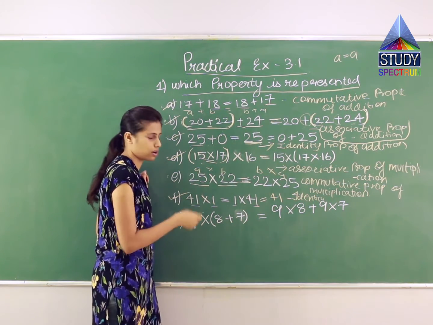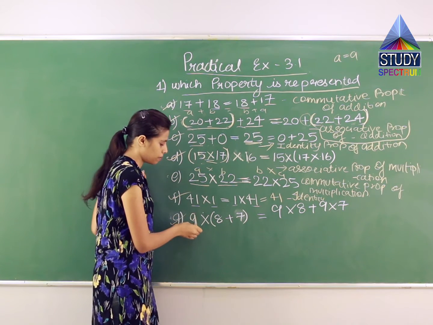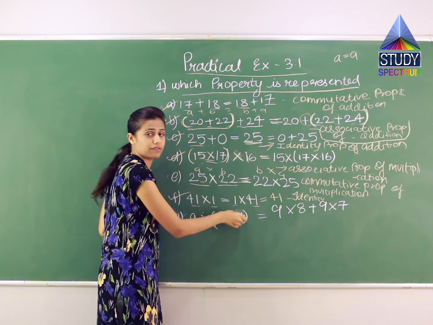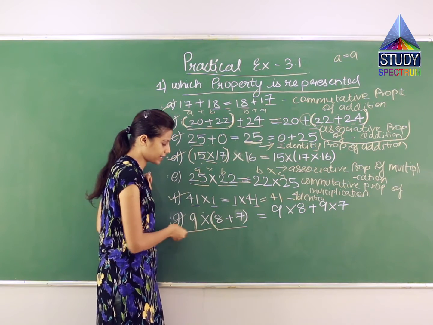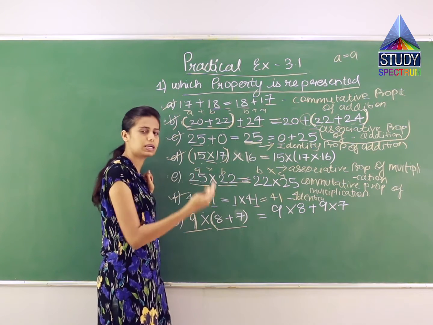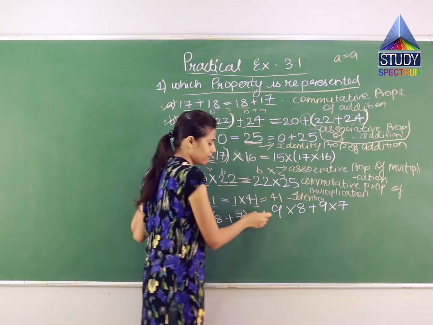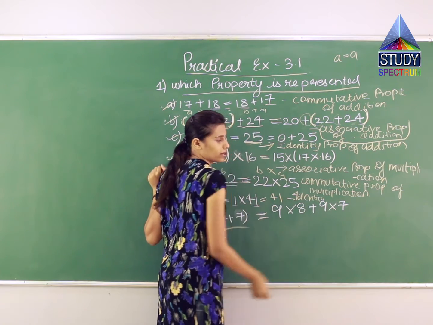The last question of this sum, right? So it will be what? 9 multiplied by, in bracket, 8 plus 7. 8 plus 7 is in the bracket and outside the bracket it is 9 multiplication. Meaning 9 is multiplied with this bracket 8 plus 7 and it will be equal to what? 9 into 8 plus 9 into 7.